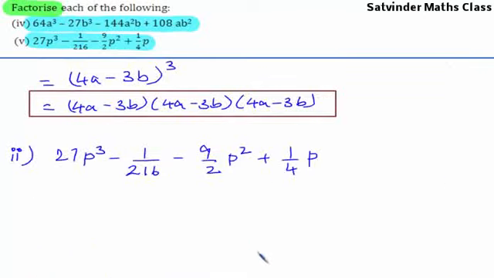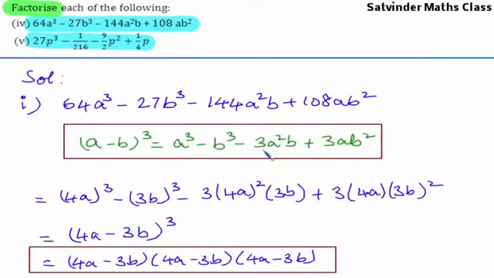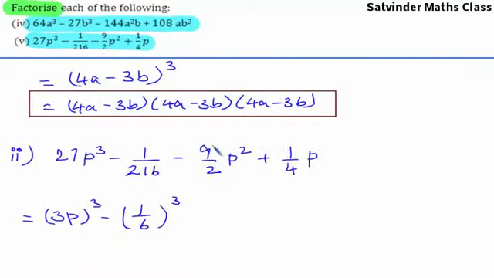To start with, we will write 27p cube as 3p whole cube, and 1 by 216 can be written as 1 by 6 whole cube. Now we have obtained a cube minus b cube. We further require minus 3a square b plus 3ab square. Let us see if we can convert these terms into that form.